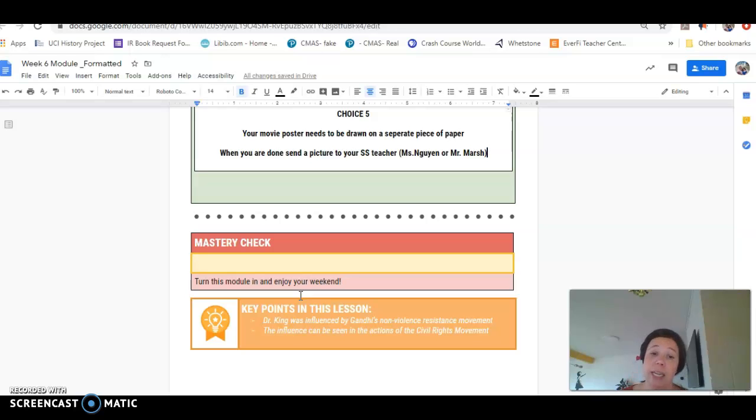Remember, the key points from this is that Dr. King was influenced really heavily by Gandhi's nonviolent resistance movements, and that influence can be seen in the actions of the civil rights movement. Thanks, guys. Have a great day.